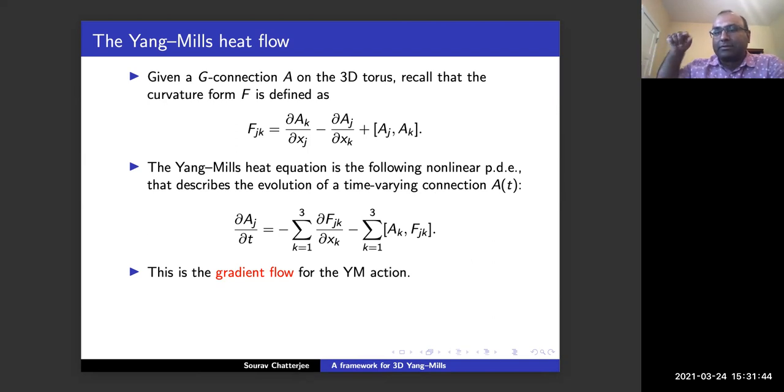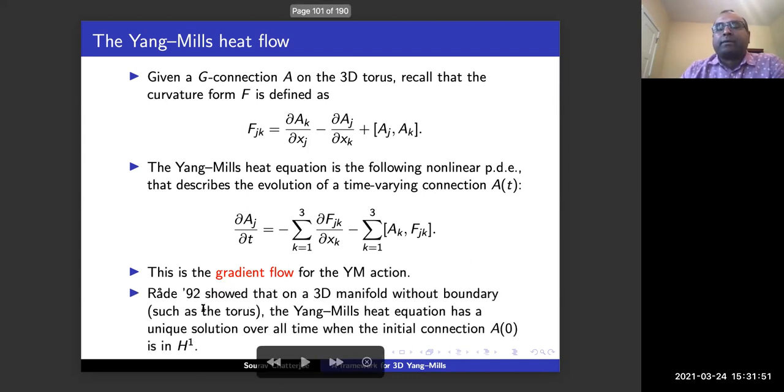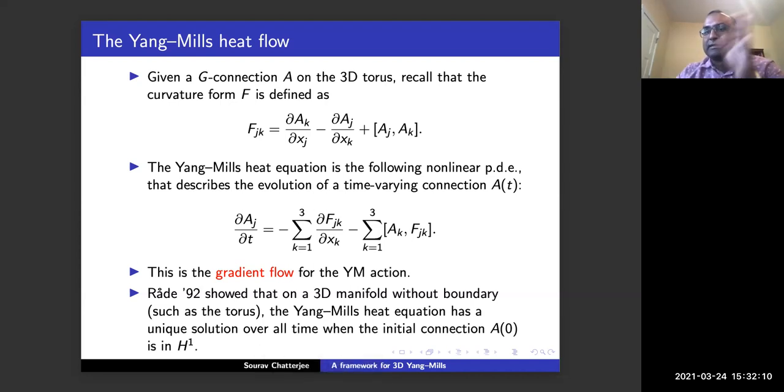So if you want to go the sharpest, steepest descent, you get the heat equation. This is similar. It was shown by Rade in 1992 that for a 3D manifold without boundaries, such as the torus that you're working on, the Yang-Mills heat equation has a unique solution over all time when the initial connection is in H1. So if you start with something in H1, you can define this over all time. There's global existence and uniqueness and various nice properties. It's continuous and so on. All kinds of nice things, but this was first proved in this paper.